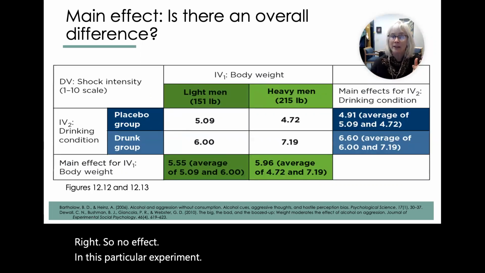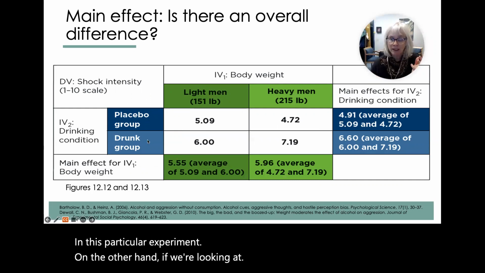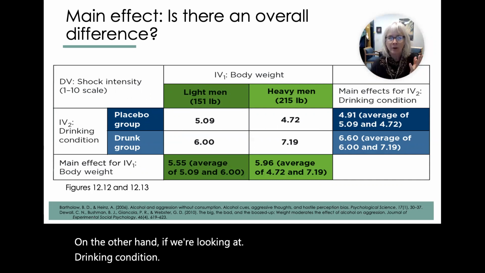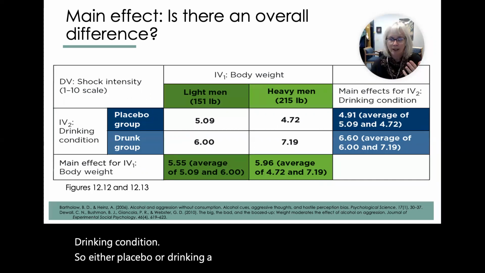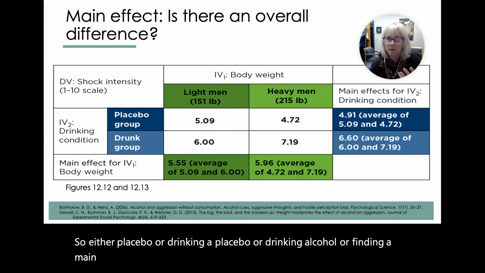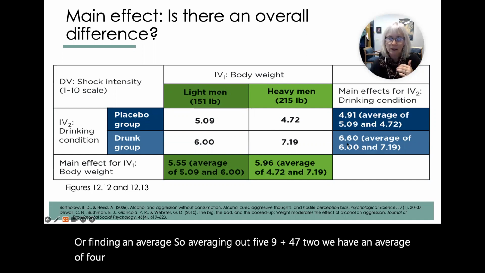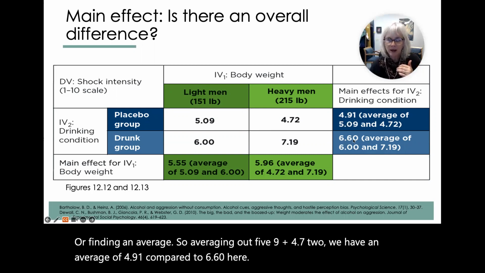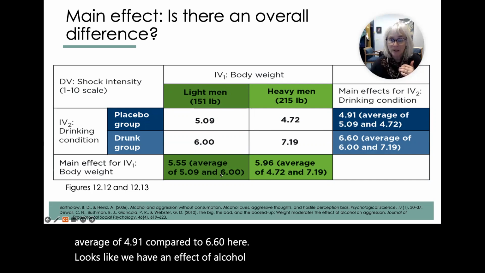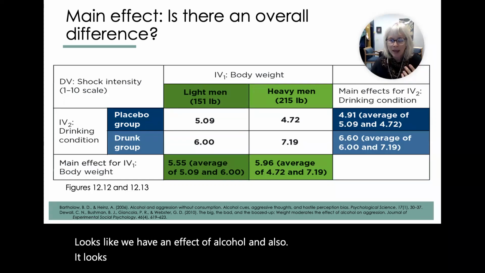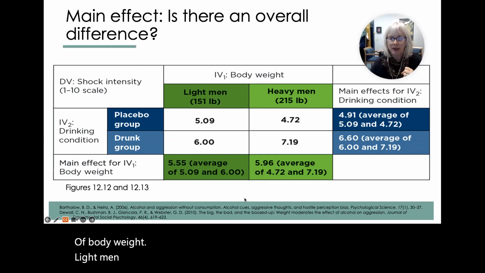On the other hand, if we're looking at drinking condition, either drinking a placebo or drinking alcohol, we're finding a main effect, or finding an average. So averaging out 5.09 plus 4.72, we have an average of 4.91 compared to 6.60 here. Looks like we have an effect of alcohol. And also, it looks like we may have an effect of body weight, light men versus heavy men.